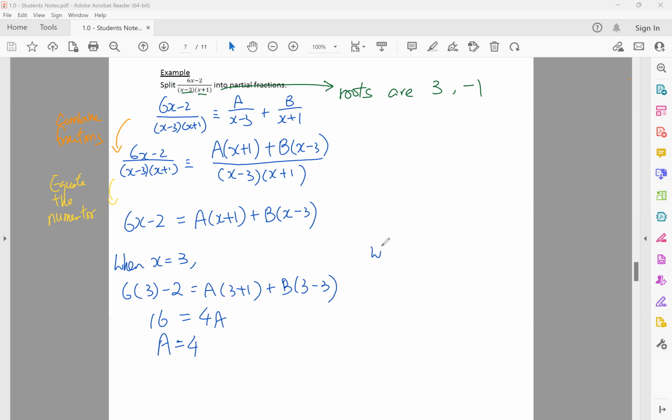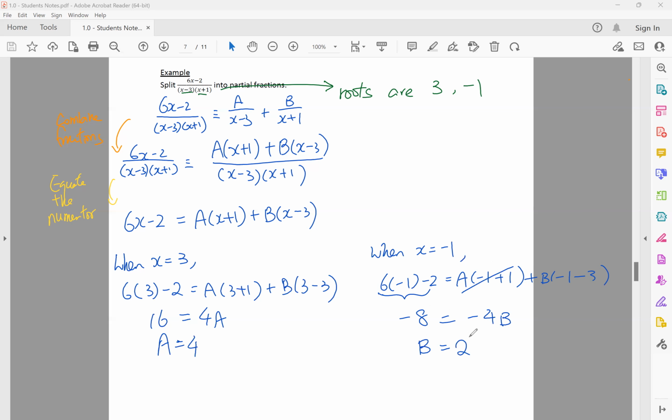Next step, when x equals minus 1, do the other root. Then 6 times minus 1 minus 2 equals a times minus 1 plus 1 plus b times minus 1 minus 3. Be careful with the sign. Put this whole thing in the calculator. Apologize for the ugly curly bracket. Minus 6 minus 2 is minus 8. That is 0, so that's gone. Minus 1 minus 3 is negative 4b. Divided by negative 4, b is 2.